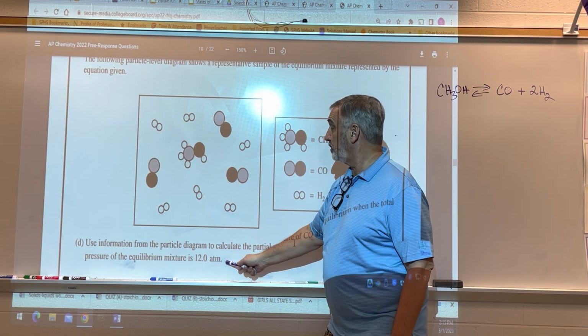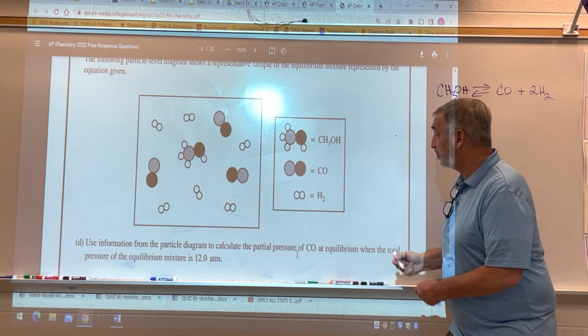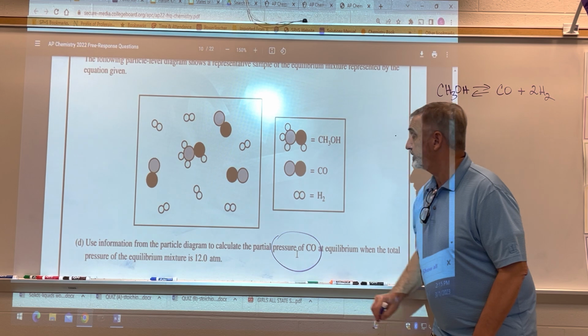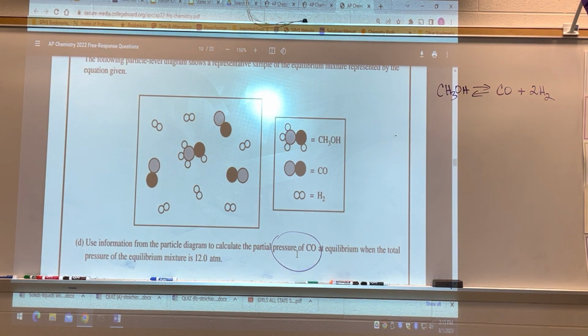It says that the total pressure inside here is 12 atmospheres. What's the pressure of the CO? Take a minute, take 2 minutes. How do you think you would find that? You have the picture, and the total pressure is 12 atmospheres. We want the pressure of the CO. Hold on, let's just let everybody think about it for a minute. Don't say an answer out.